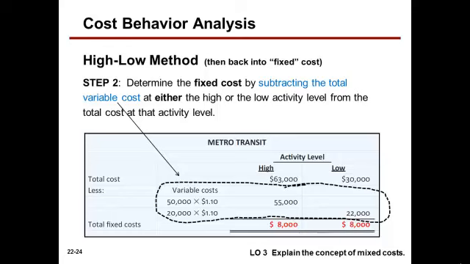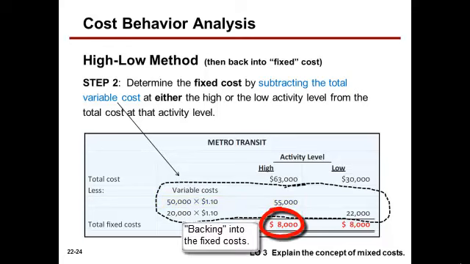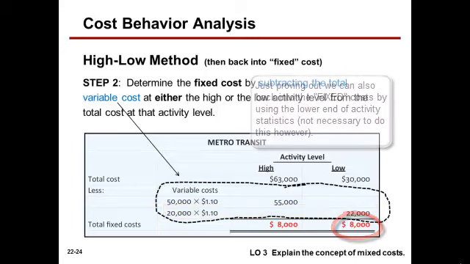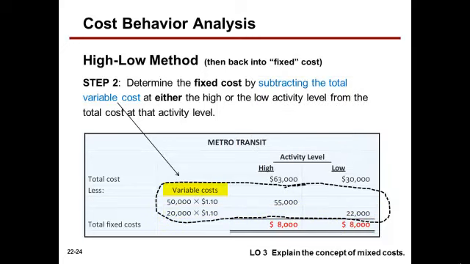At the high level of activity, representing 50,000 miles driven, $1.10 variable cost, $55,000, subtracted from $63,000 gives us an $8,000 fixed cost component. Likewise, we can do the same thing at the low level of costs. 20,000 miles times $1.10 variable, $22,000, subtracted from $30,000 gives us the same $8,000 fixed level. So the high-low method first concentrates on calculating the variable cost and backing into the fixed costs.